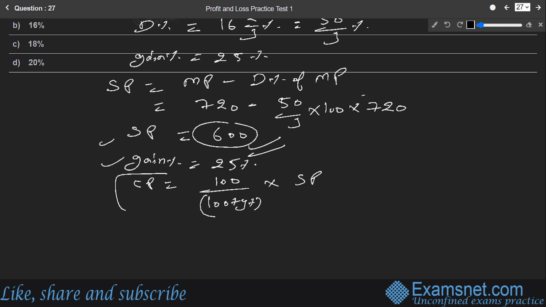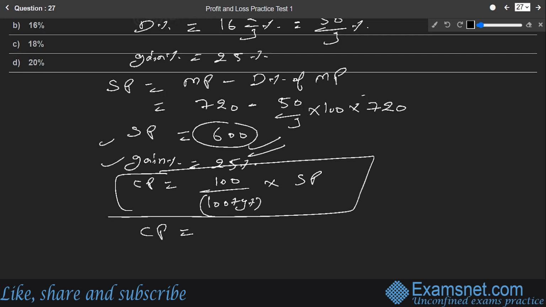This is the formula for finding out the cost price whenever there is a gain that has happened. So the cost price should be how much? Cost price should be nothing but 100 over 100 plus 25, that is the gain that has happened, into the selling price value, which is rupees 600. If you solve this further, then we can find out the answer.